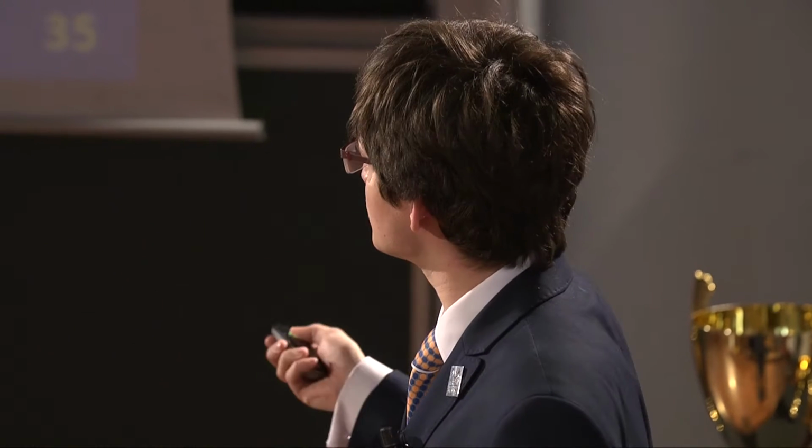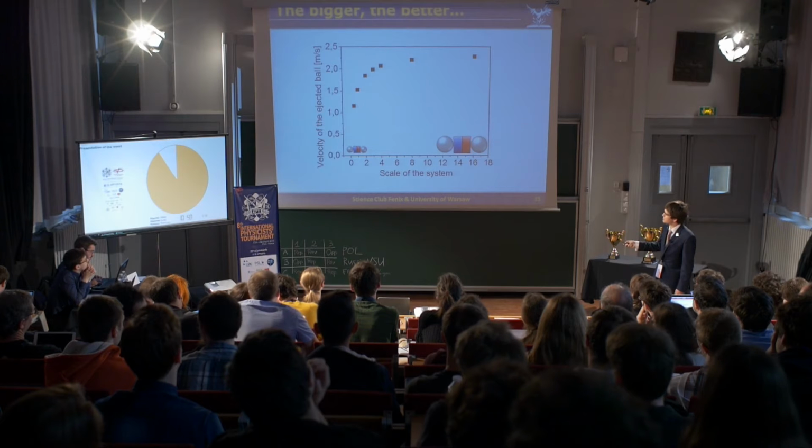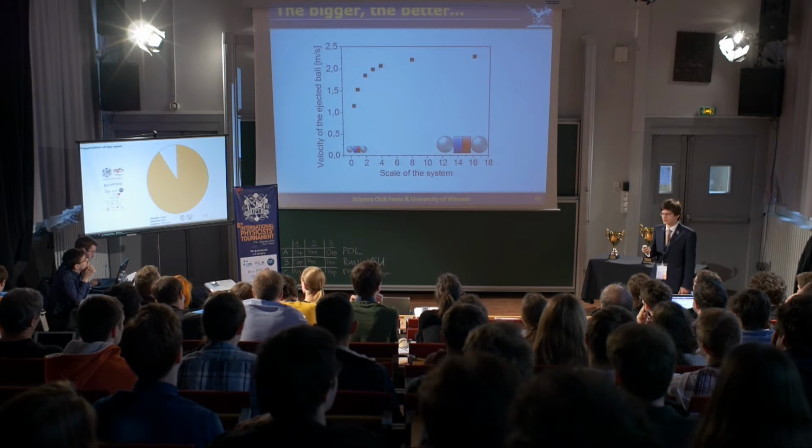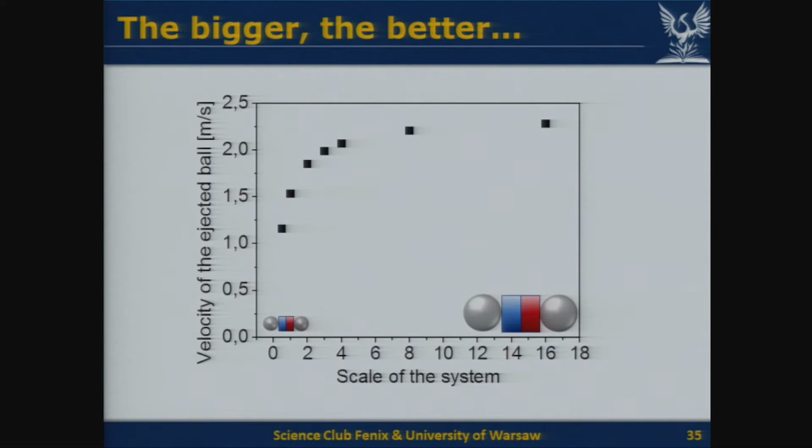We also investigated how the scale of the system is important. You can see that when the whole system is small, it may behave differently than when the whole system is large. We found out that when we increase the scale of the system, it tends to give a higher velocity of the ejected ball. However, it goes higher, but it may reach some limit or go to infinity. Further points here would lose their physical significance, as this system is 16 centimeters in diameter, which is quite large, and I think it's enough to investigate it up to this point.